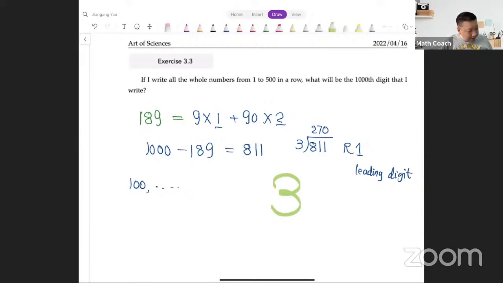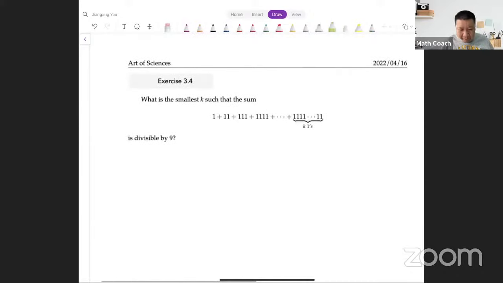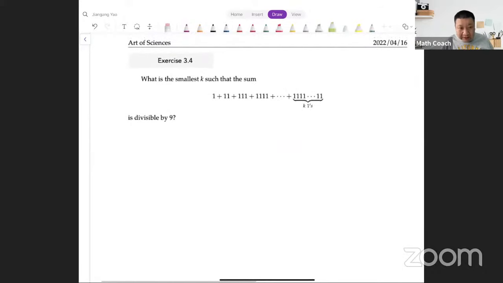Okay, so now the next question. Question 3.4. What is the smallest positive integer k such that the sum below is divisible by 9? 62, go ahead. Yes, 8 is the correct answer. Okay, so in this round, we haven't finished all the questions, but we know that 62 is ahead.